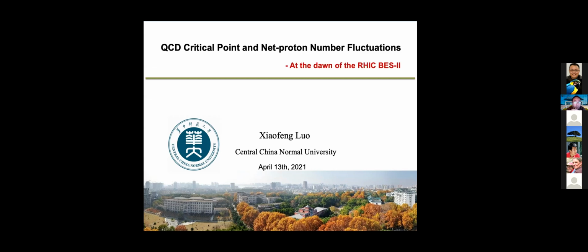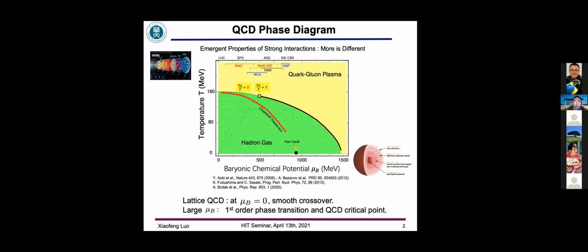Okay, today I'd like to discuss the QCD critical point and net proton fluctuations, which is at the dawn of the RHIC Beam Energy Scan 2. This is a QCD phase diagram. It basically describes the emergent property of the strong interaction. The y-axis is temperature, the x-axis is baryon chemical potential.